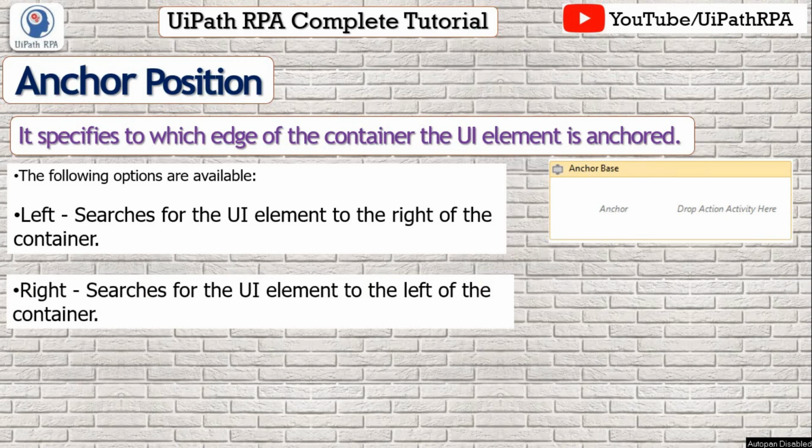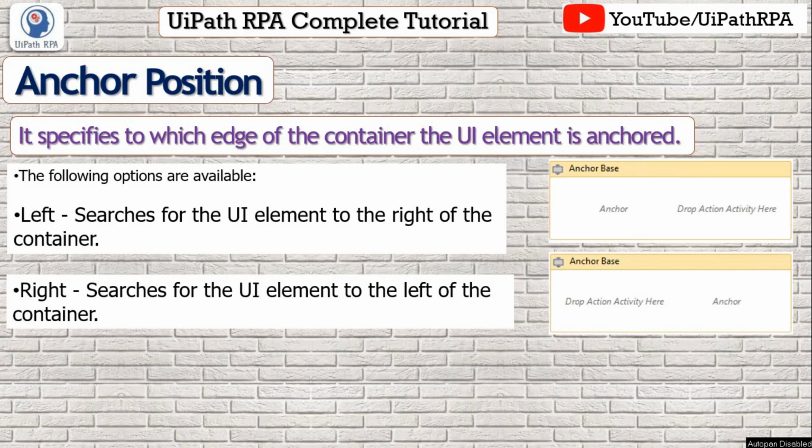Now right. It searches for the UI element to the left of the container. You can see here, now the action will be on the left side and the anchor will be on the right side.